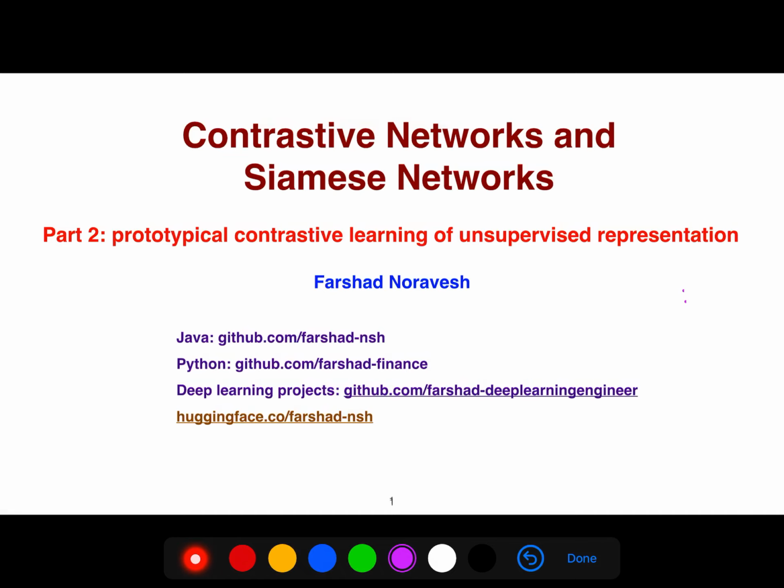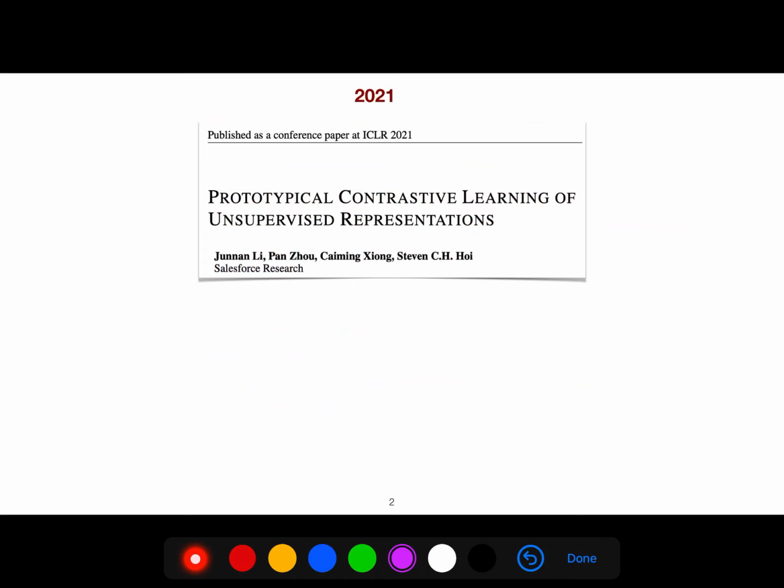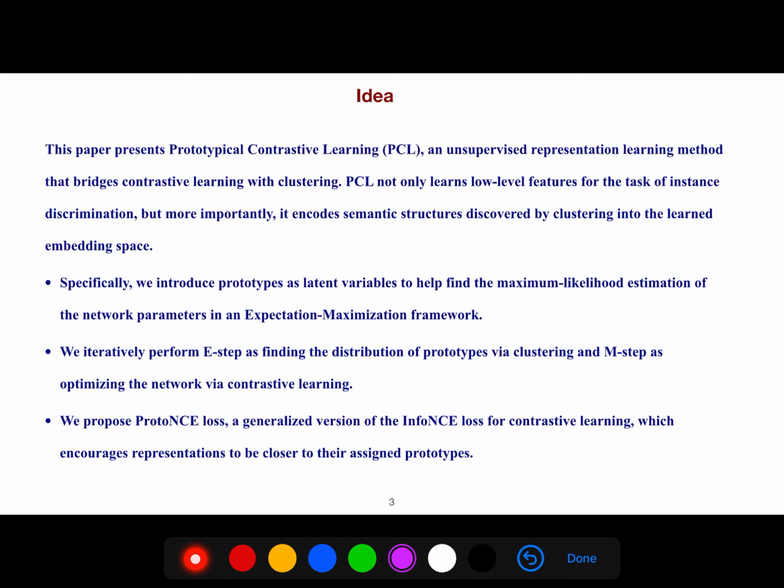Now I'm going to be talking about another approach for unsupervised learning, which is prototypical contrastive learning. So this paper represents prototypical contrastive learning, an unsupervised representation learning method that bridges contrastive learning with clustering. It not only learns low-level features for the task of instance discrimination, but more importantly, it encodes semantic structures discovered by clustering into the learned embedding space.